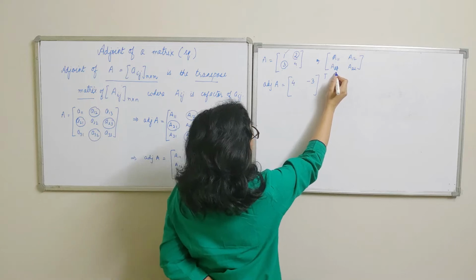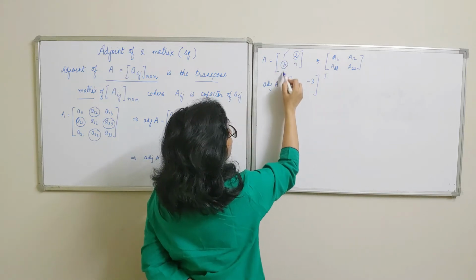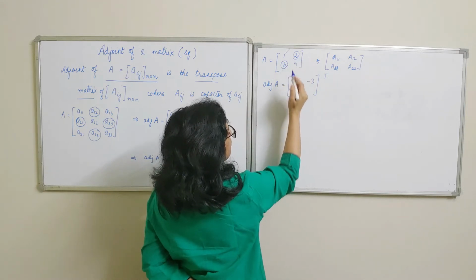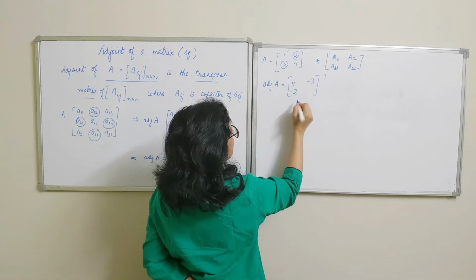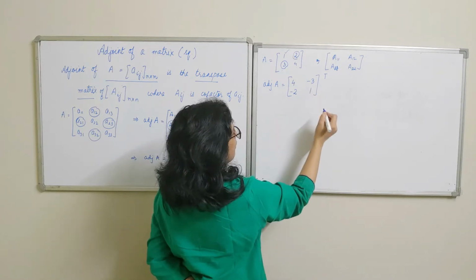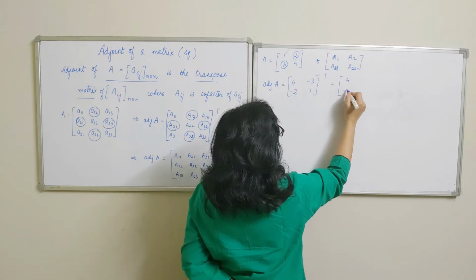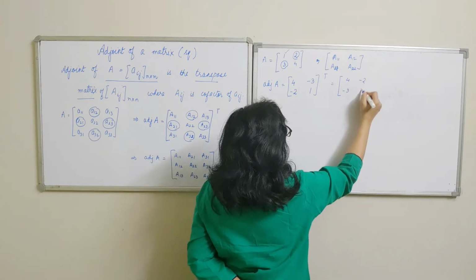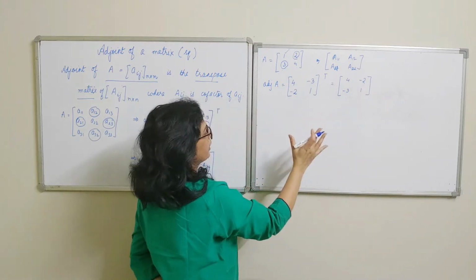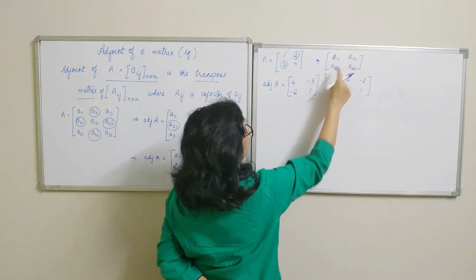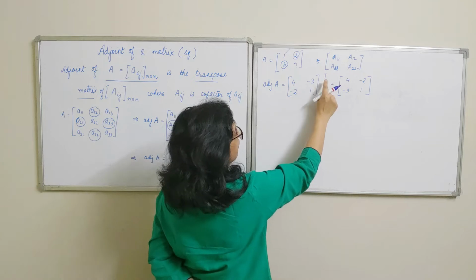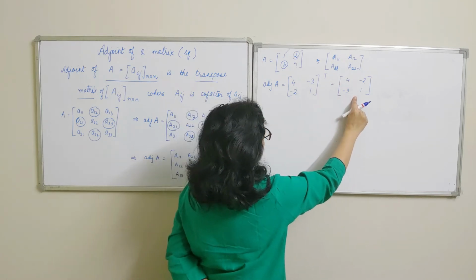When you're finding out A21, that means delete second row, first column, you obtain 2. This is again a special element, it will change its sign. Likewise, you obtain the element 1 here and then you transpose. So on transposing, you obtain this matrix. So this again has been done in 2 steps. First step, we have found the cofactors here. Then we have transposed to obtain the adjoint matrix.